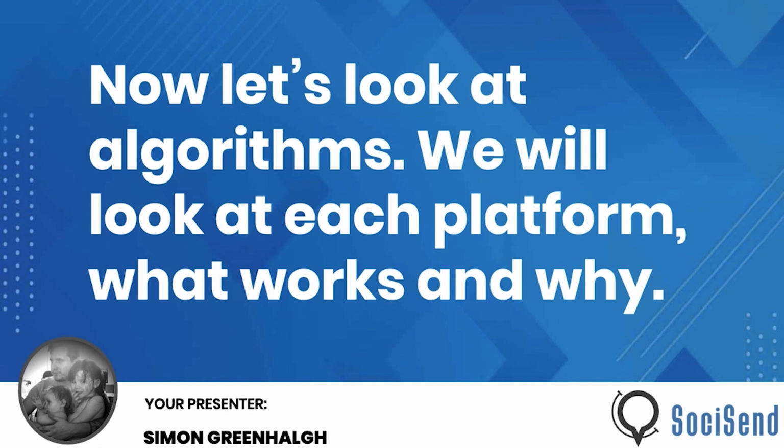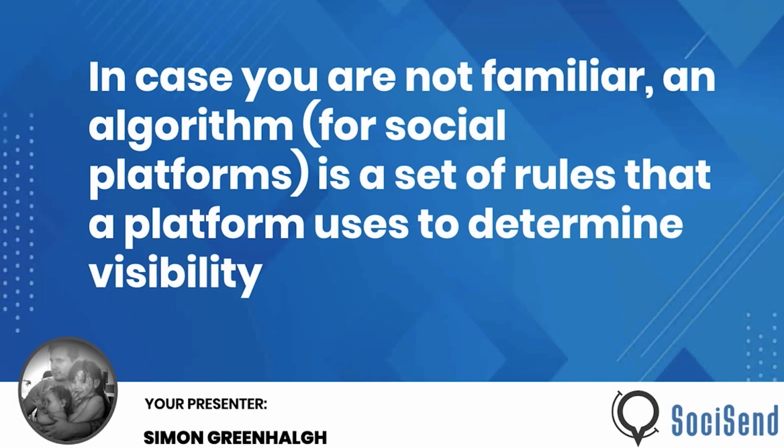We're going to look at each platform, and we're going to see what works and why it works, and also, which I forgot to put on this slide, what you can also do to make the most out of the way each individual platform works, specifically to that platform. In case you're not familiar, an algorithm, in the context of social media platforms, is a set of rules that a platform uses to determine visibility.